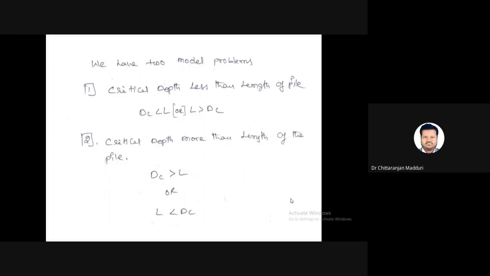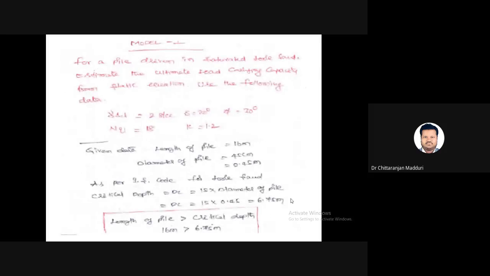So in this case, we have two model problems. One is critical depth less than length of the pile, and the other is critical depth more than length of the pile. So I am taking the first one, model one. For a pile driven in saturated loose sand, we need to estimate the ultimate load carrying capacity by the static equation.